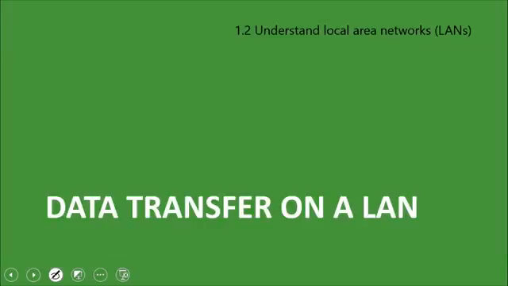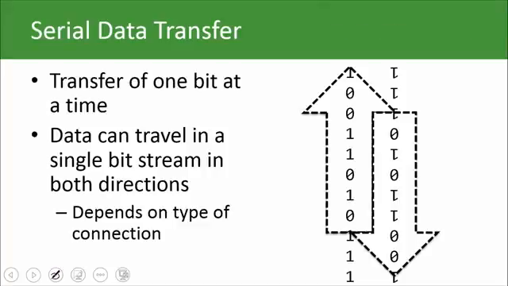All right, so now let's switch modes and talk about data transfer on LANs. Data is transferred in a serial format. So that means 1 bit of data at a time is sent. Now data can travel in a single bit stream in both directions, like to and from. And how it does that depends on the type of connection. You've got a couple of different types of connection.